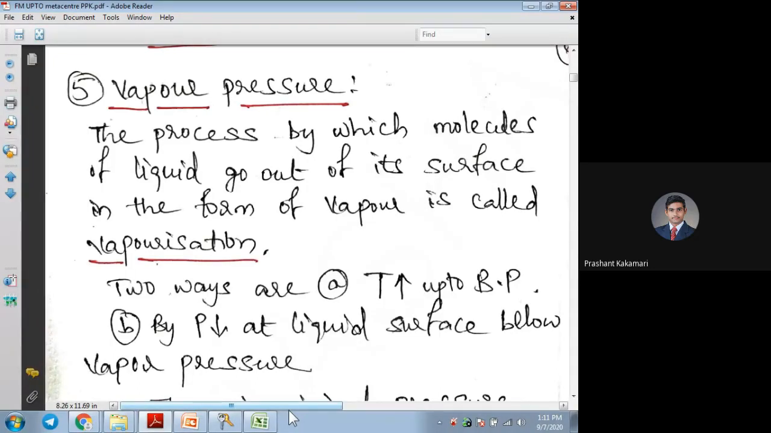That vaporization is local, because not only the complete surface of the liquid evaporates. It may also evaporate locally, wherever a molecule acquires a higher temperature or lower pressure, so at a given point the liquid may vaporize. So this process is vaporization, and the minimum pressure or temperature required to vaporize the liquid is called vapor pressure.